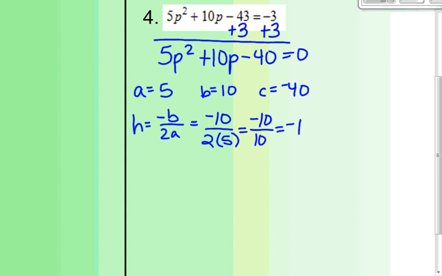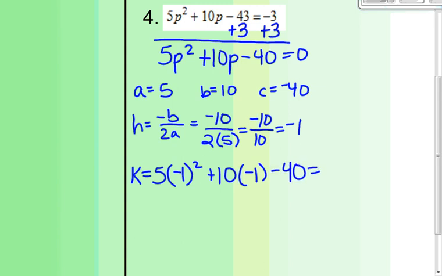Now, this is my h, so now I'm going to have to plug that in to solve for k. So I'm going to have 5 times h, which was -1 squared, plus 10 times -1 minus 40, and this is going to help me solve for k. All right, so I've got a tool that I can use for this. I can use my calculator. I'm going to go ahead and use mental math.